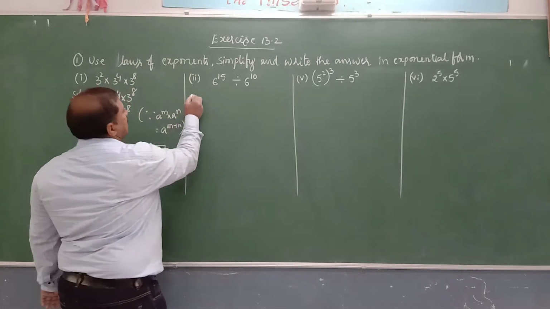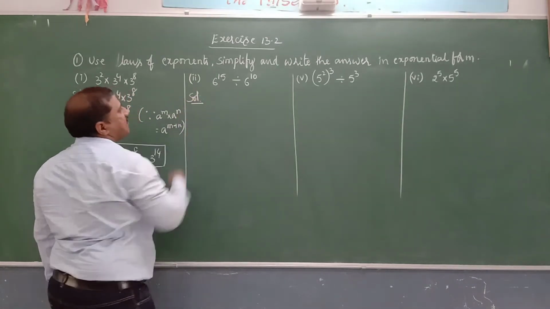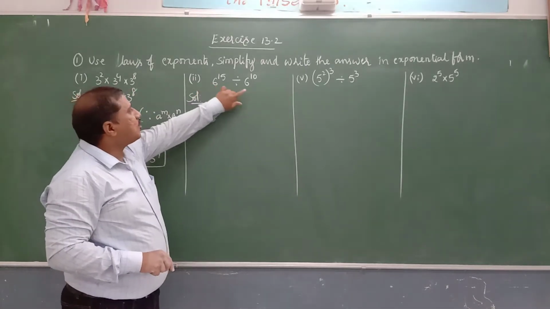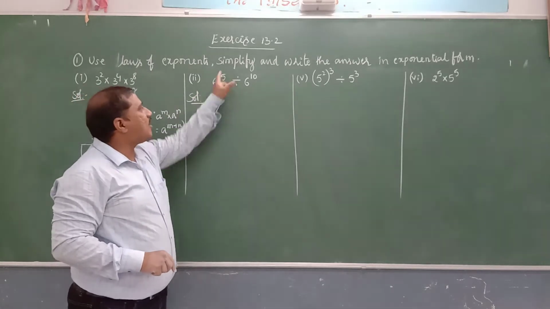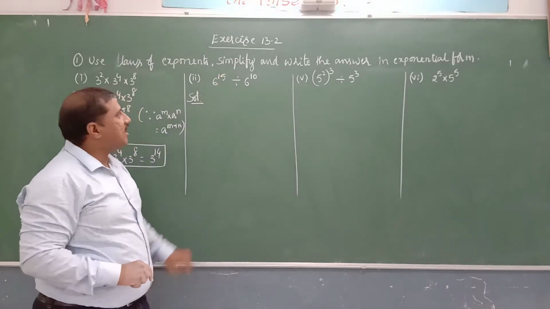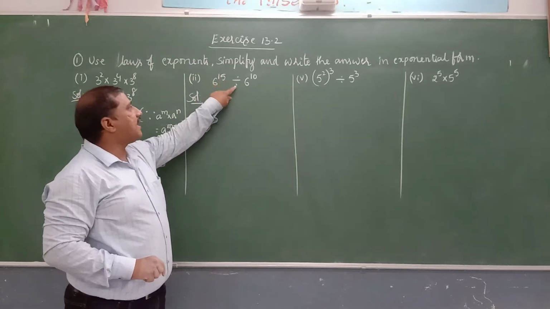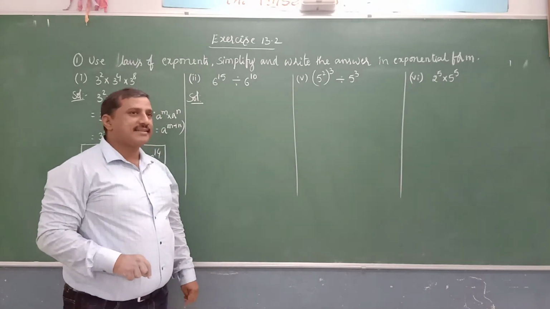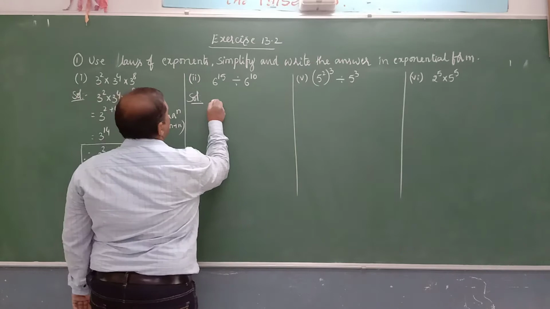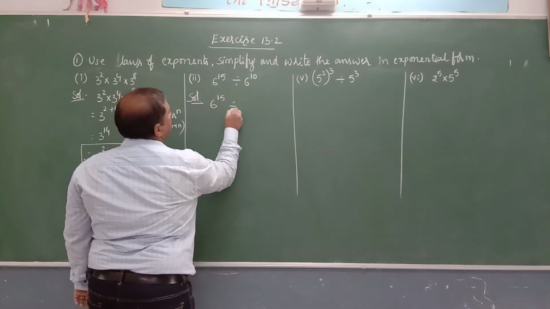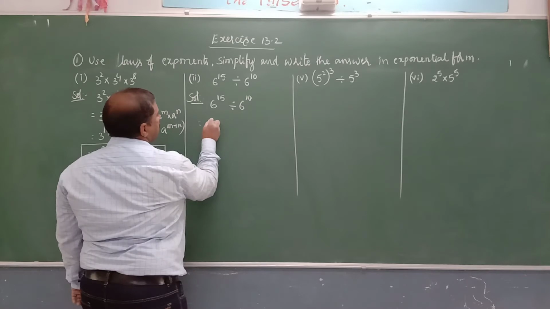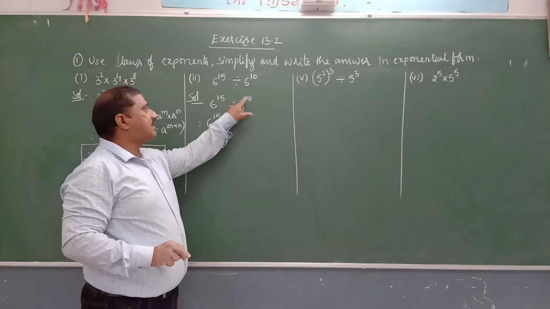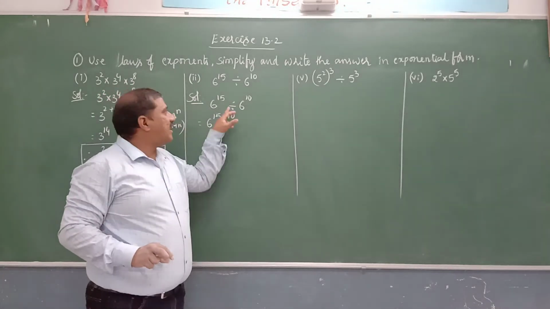Next, the second sum. This is 6 to the power of 15 divided by 6 to the power of 10. Observe here, both the bases are same, that is 6, and we have a division symbol. So it is in the form of a to the power of m divided by a to the power of n, that is equal to a to the power of m minus n. So use the second law. That is 6 to the power of 15 divided by 6 to the power of 10, equal to 6 to the power of 15 minus 10. As bases are same and exponents are different, subtract the exponents when the division symbol is there.